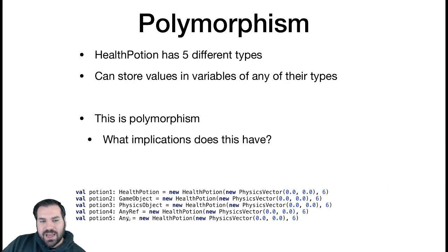So health potion has 5 different types. This is polymorphism. We saw some implications of this, but what else can we do with this? So much we can do with this. We're going to see the state pattern starting Friday, which is one application of polymorphism. This idea that we can have objects of one type stored in variables of another type. We're going to see more applications of that with the state pattern on Friday and next Monday.